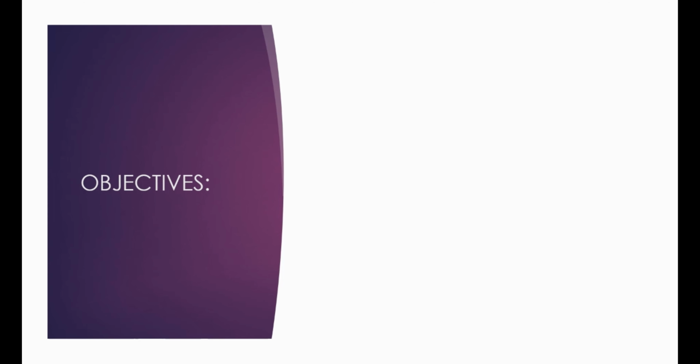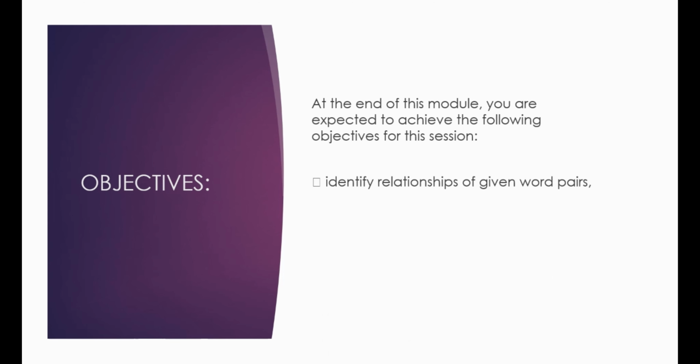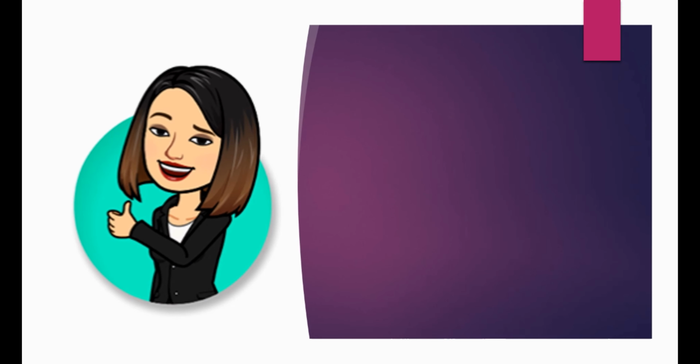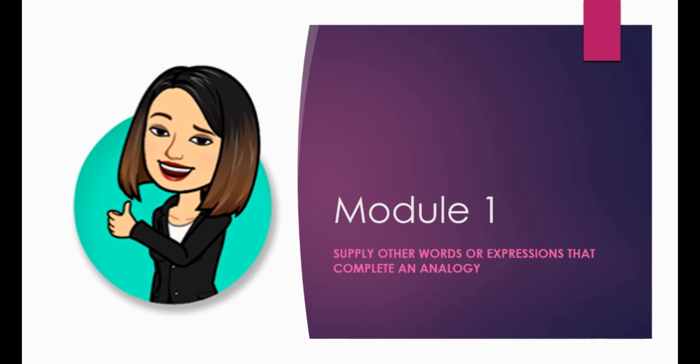So our goals at the end of this video are that you will be able to identify relationships of given word pairs, supply appropriate words or expressions to complete an analogy, and employ keen observation in analyzing relationships. And with that, let's go on to Module 1, Supply other words or expressions that complete an analogy.